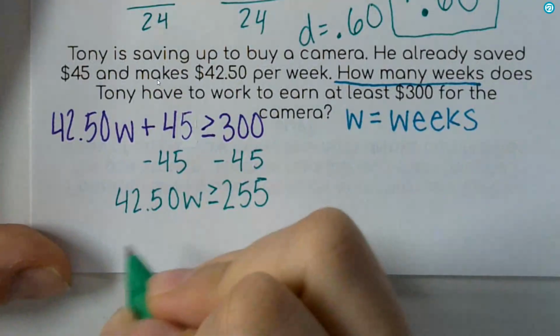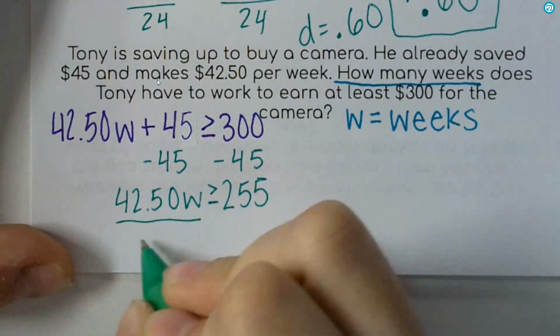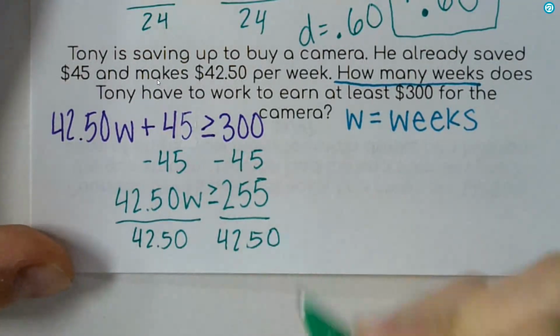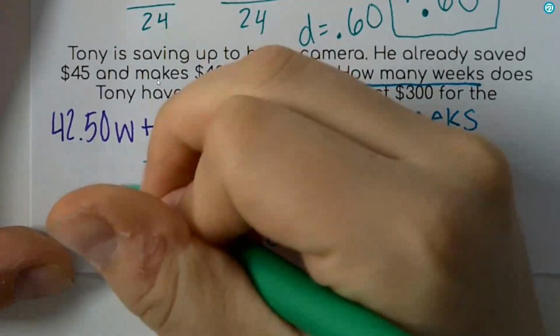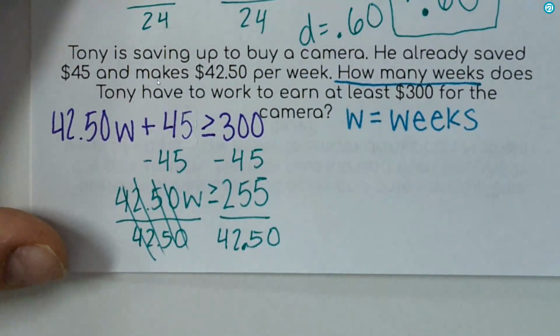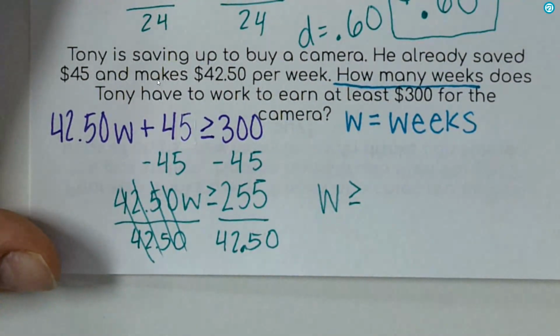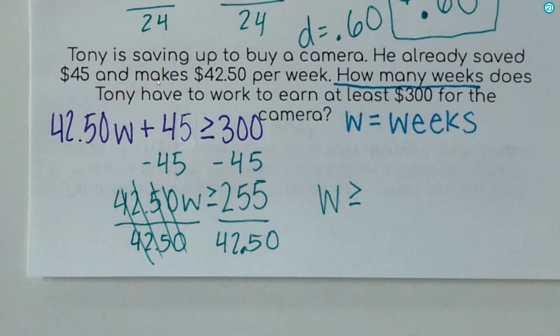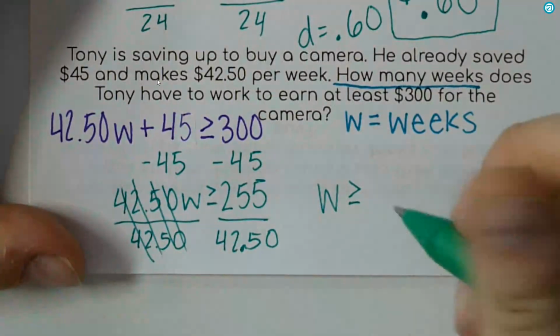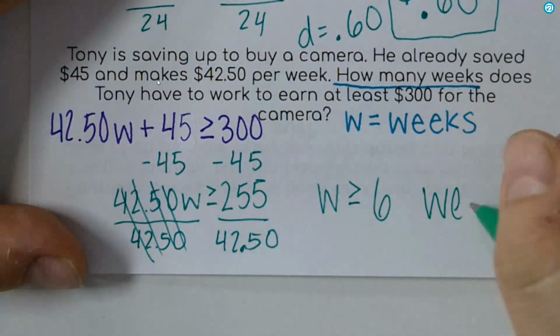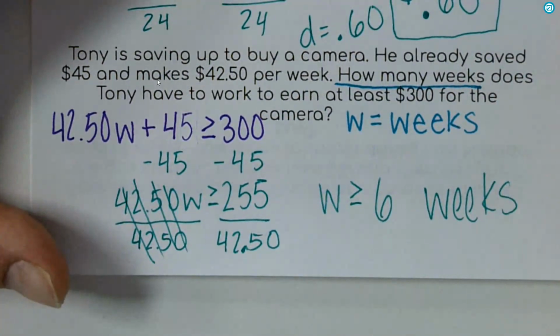And then we divide by 42.50. Okay, W is greater than or equal to... I don't need to flip because I did not divide by a negative. What's 255 divided by 42.5? Okay, so 255 divided by 42.5 is 6. 6 what? Weeks. So he needs to work at least 6 weeks.